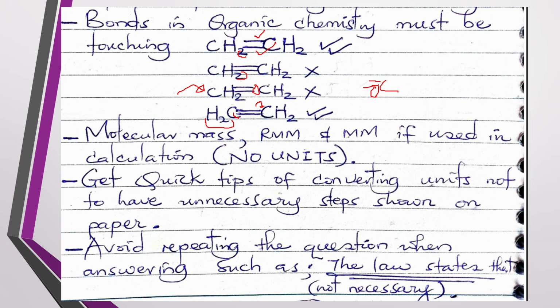And when it comes to drawing structures, you make sure that the bonds are drawn using a straight ruler and the bonds are touching the respective symbols or elements they are coming from or they are bonding to.